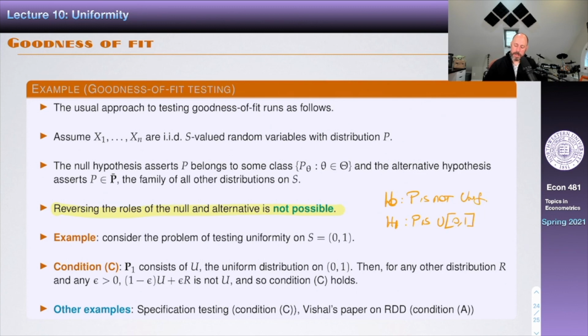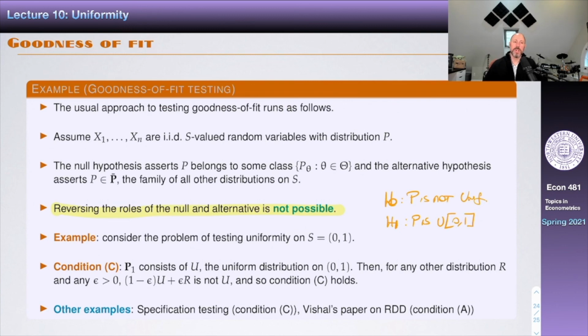So now think about condition C. P1 is a uniform distribution on [0, 1] because it's a distribution in the alternative. Then pick any other distribution R and any epsilon, and when you mix the uniform with this other distribution, it's just not going to be uniform. That's a distribution in the null, because the null is that P is not uniform. And so condition C holds, and if condition C holds, condition A holds, and if condition A holds, you cannot test.